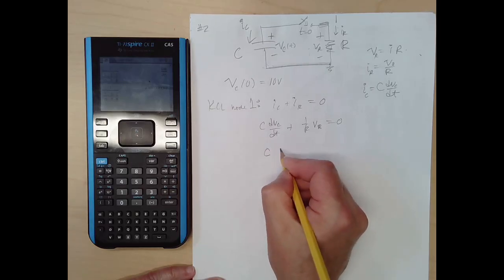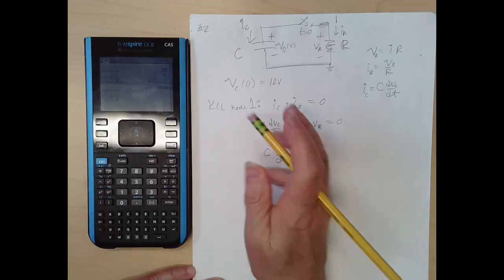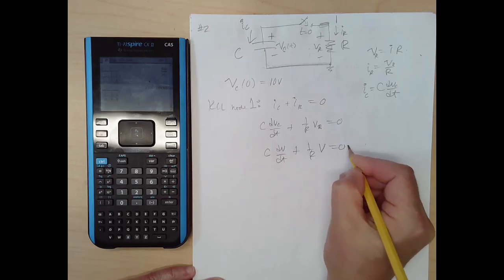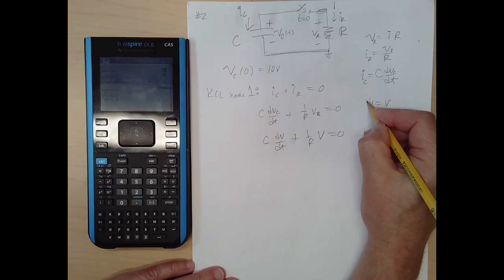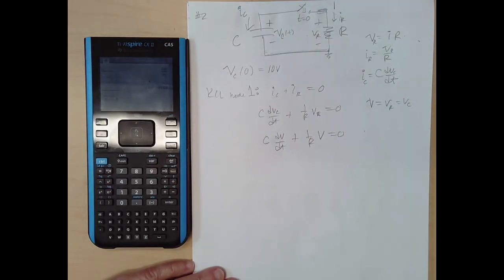So we could just write a differential equation: C dV/dt plus 1 over R times V equals 0. Where we're just saying V equals V sub R equals V sub C is the only voltage in the circuit, basically. All right. And so we want to see what's going on here. This is a differential equation, and we want to solve it.